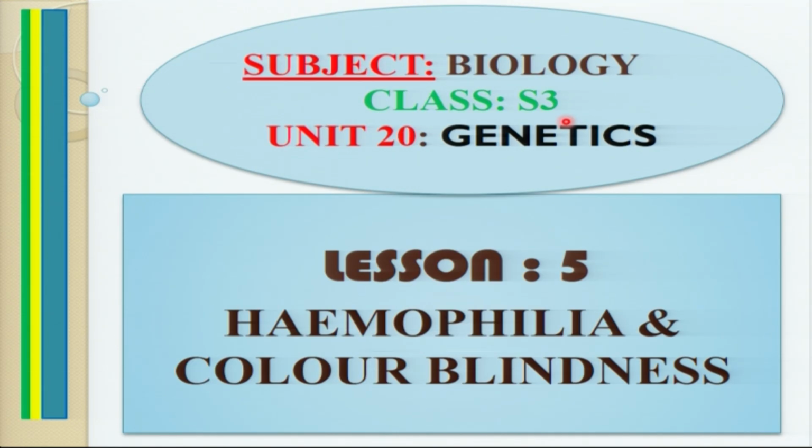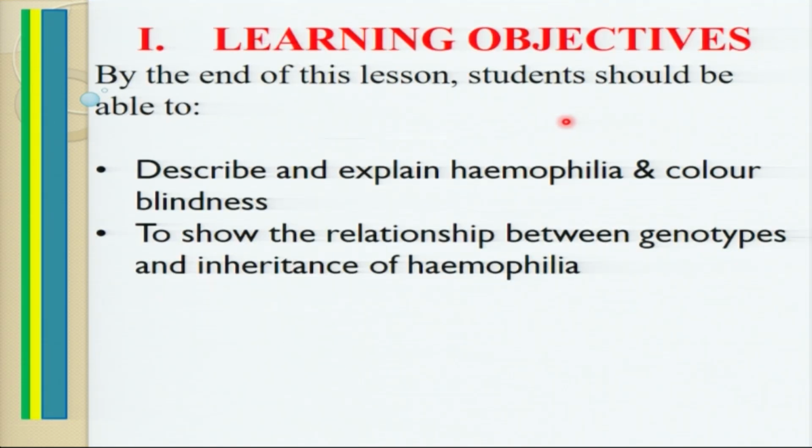So the lesson has two main learning objectives. At the end of this lesson, you are able to describe and explain haemophilia and color blindness, and also be able to show the relationship between genotypes and inheritance of haemophilia.